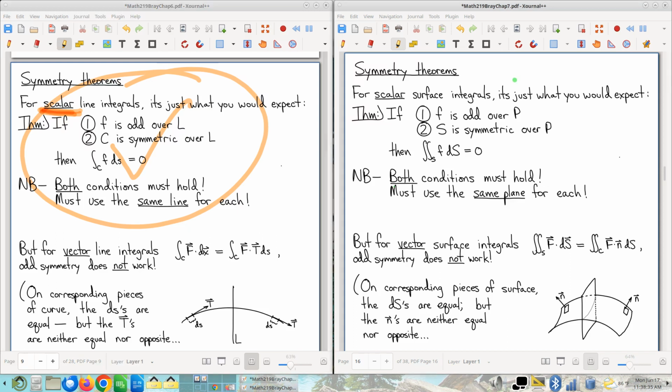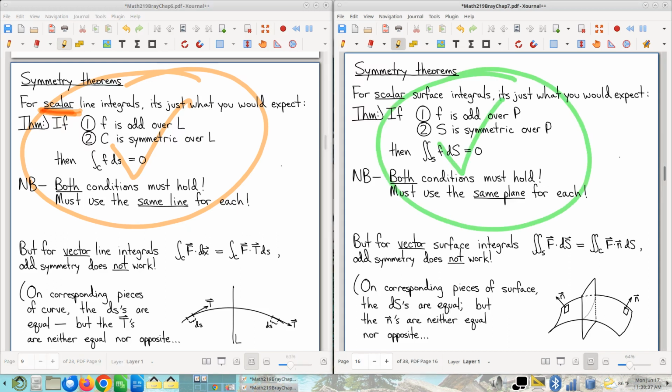And good news, ditto for scalar surface integrals. It's exactly the odd symmetry theorem that you would hope for, just like it was for double integrals and triple integrals and single variable integrals, frankly, and scalar line integrals. So if you have an odd integrand and a symmetric domain, both conditions apply, same linear plane of symmetry for both requirements, your integral is 0. Gotta love it.